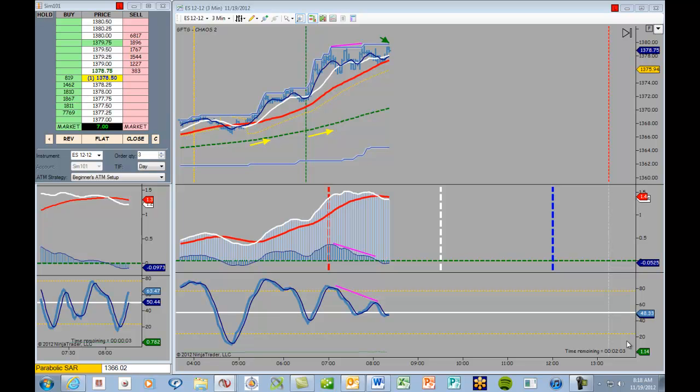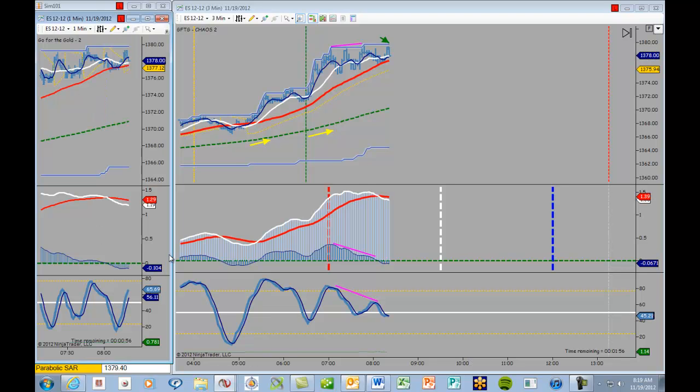You'll notice that our MACDs on both the 1-minute over here on the left and our 3-minute is still bearish. Histograms are still below 0 and whatnot. Consequently, when our 1-minute stochastic turns around, there's the possibility that this thing may continue to drop. And we may see the white moving average finally get below the red here.